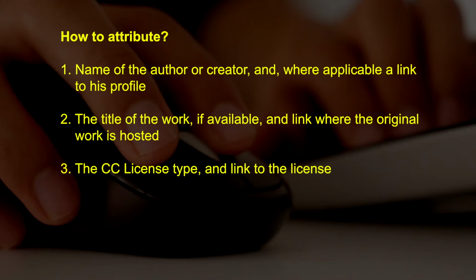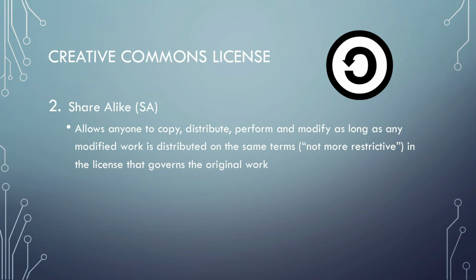Third, put in the CC license type and a link to the license. The second license we'll talk about is the Share Alike license, represented by the letters SA or this symbol. This allows anyone to copy, distribute, perform, and modify as long as any of the modified work is distributed on the same terms or on terms not more restrictive than the original work.